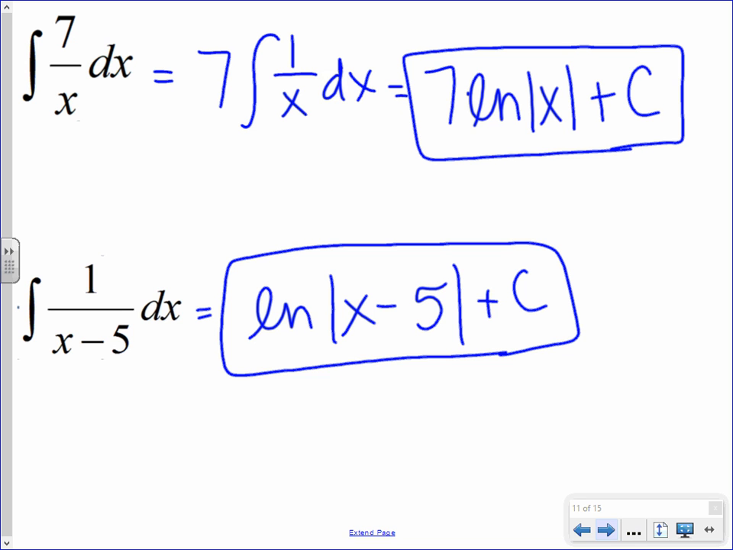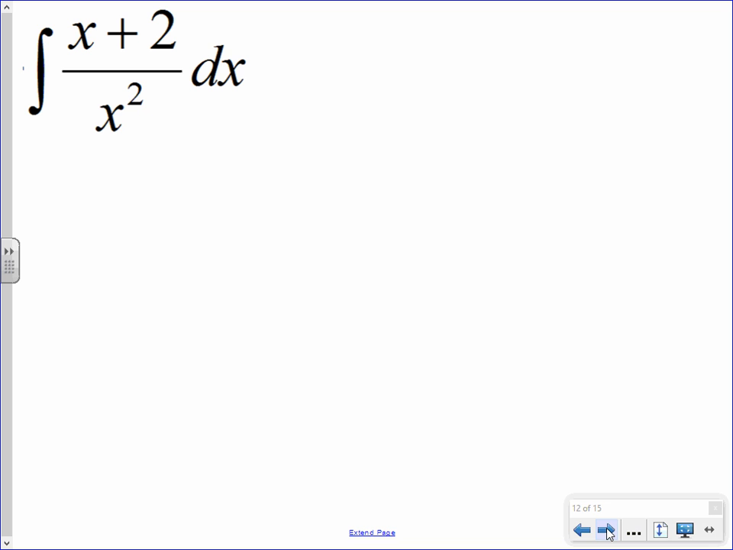Last example. Can we take the antiderivative right now? No, it's not linear. Well, it's not necessarily that it's not linear, it's that we have a fraction. We can't take the antiderivative of a fraction. We need individual terms. So x over x squared, we can rewrite as 1 over x. And then we can add 2 over x squared.